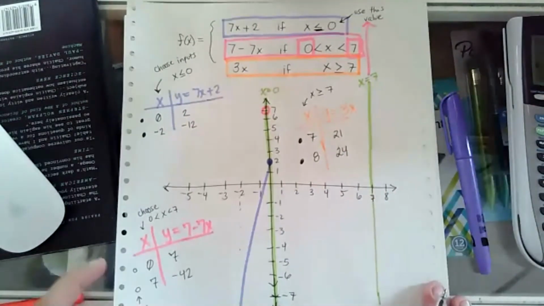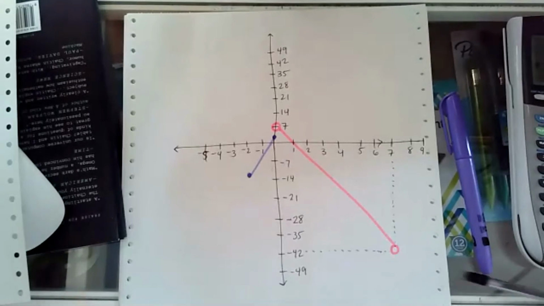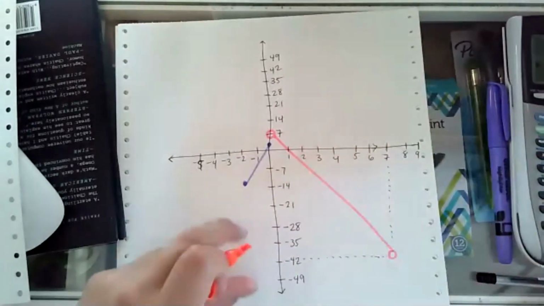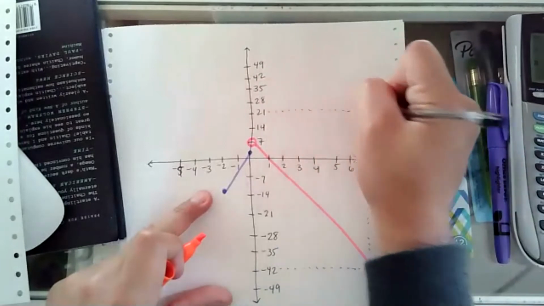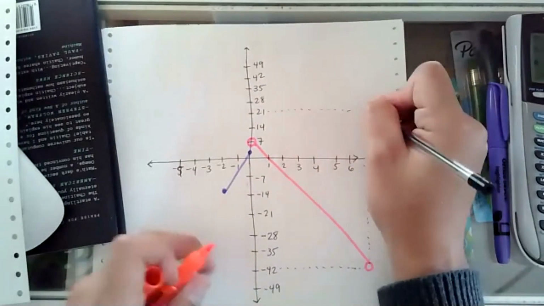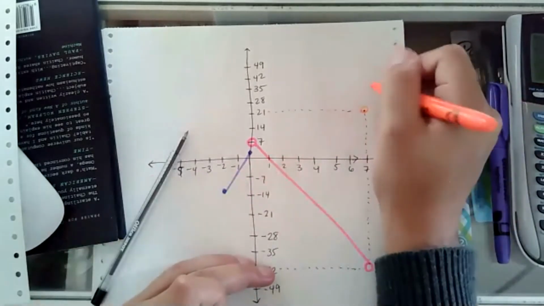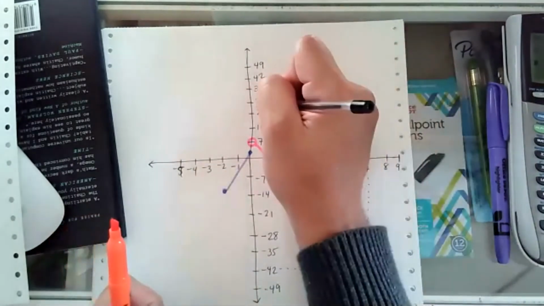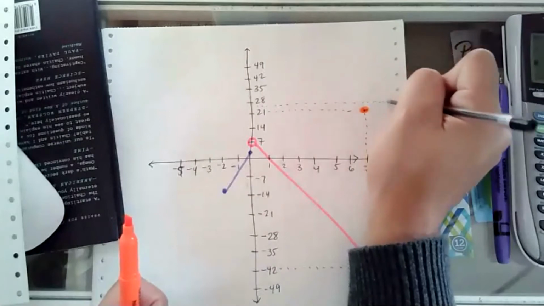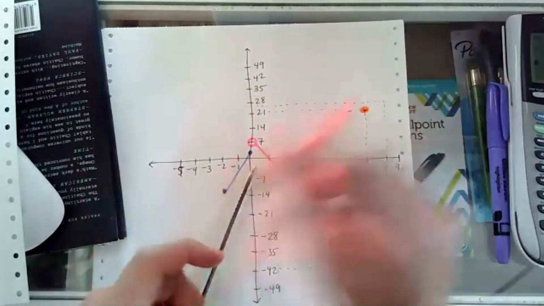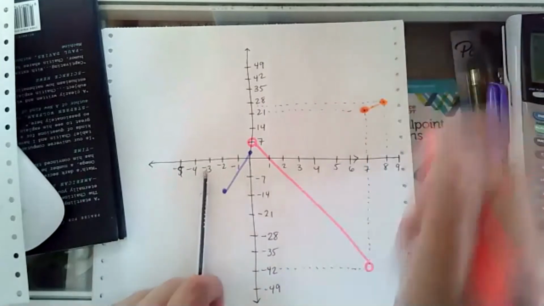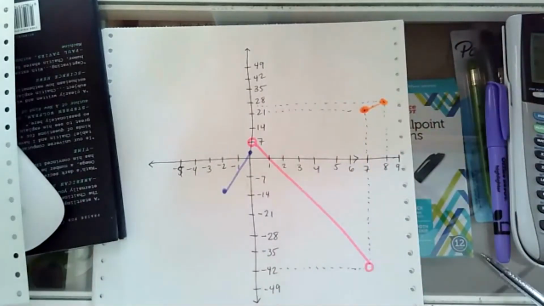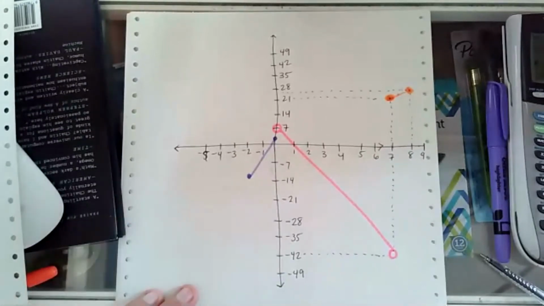So we have a set of ordered pairs there. And we can plot those. They're both closed circles. So we have 7 and 21, which is up here. Right about there. And that's a closed circle. And then 8 and 24, which is probably here. Closed circle as well. Connect those with a line. Not the prettiest thing, right?